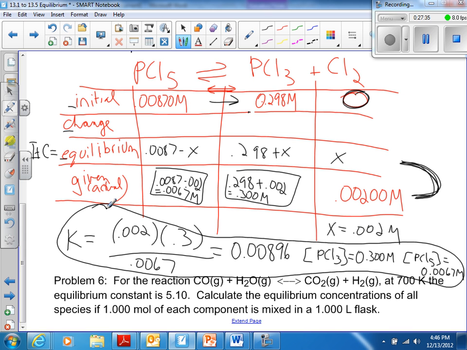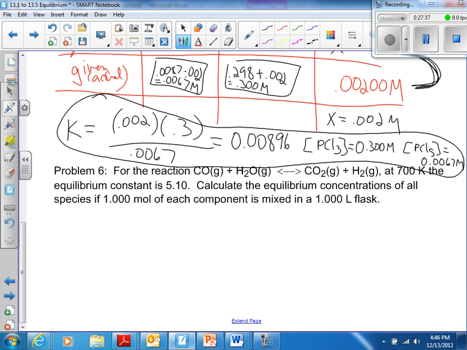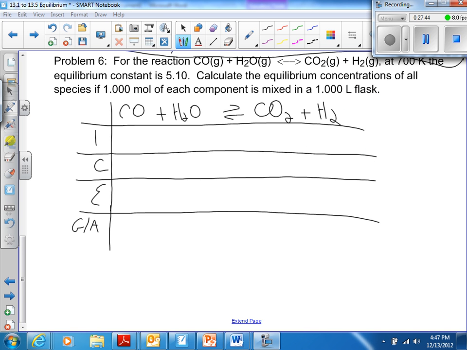Okay, last problem. There's a little trick to this problem. You might want to try to set it up. All I did was write the reaction and my ICE and given or actual at the bottom. Sometimes this is our calculated. That last row can have all sorts of names: calculated, given, actual. All right, we know our equilibrium constant, and we know we have 1 mole of everything in a 1 liter flask. So I know these are all 1 molar.